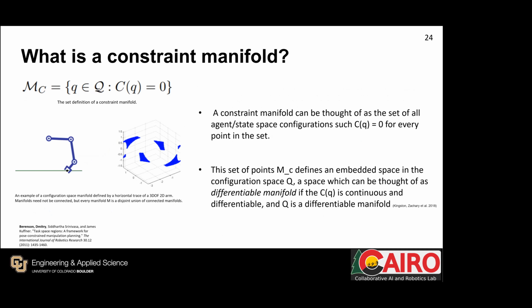In other words, a constraint manifold can be thought of as the set of all agent or robot configurations such that the system of constraints evaluates those points to be equaling 0, implying constraint satisfaction. As a visualization of what a real constraint manifold might look like, in this 3-degree of freedom 2D arm, the constraint is that the end effector must always be touching this line. And the feasible points in this robot's 3-degree of freedom configuration space are these blue regions.